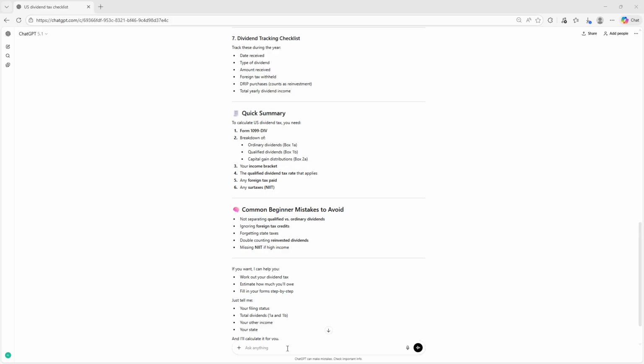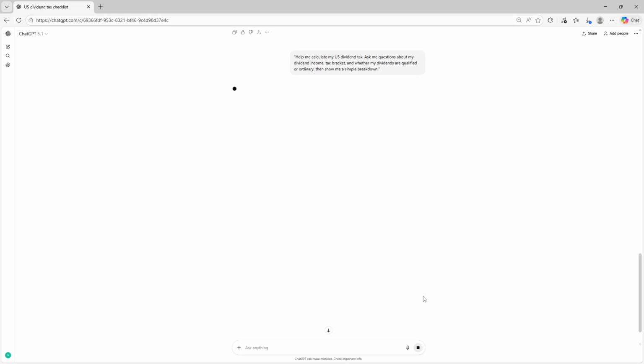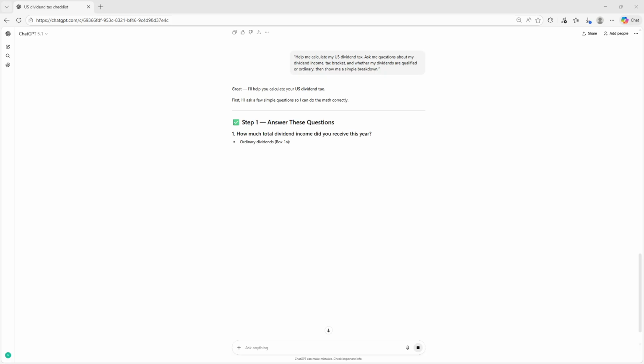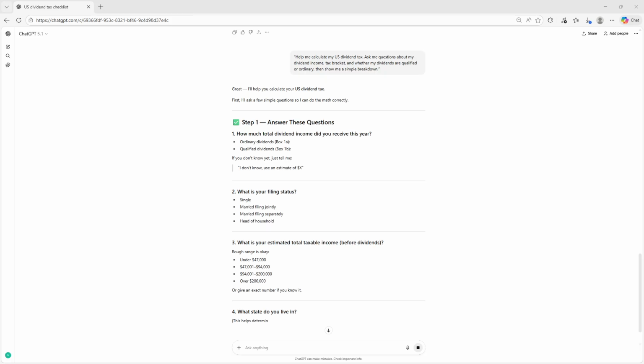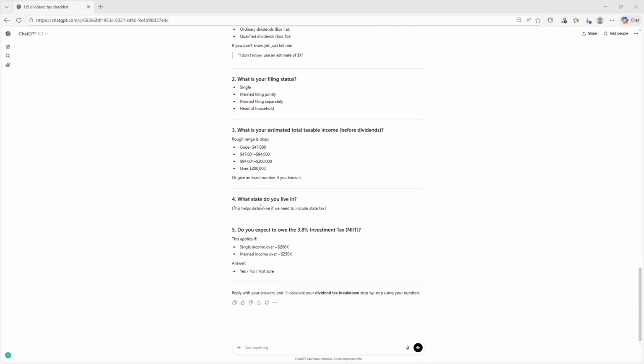Help me calculate my US dividend tax. Ask me questions about my dividend income, tax bracket, and whether my dividends are qualified or ordinary. Then show me a simple breakdown. After responding, you'll receive a clean summary showing total dividends, how each type is taxed, and your estimated tax owed.